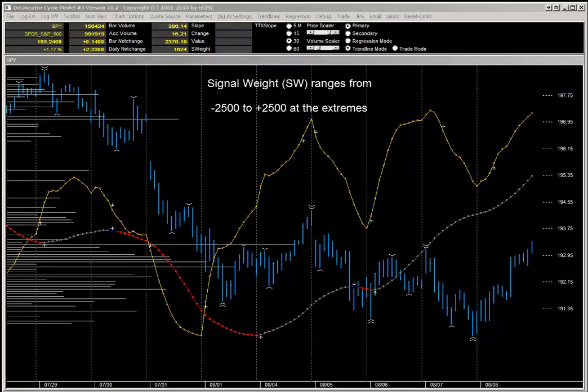Signal weight ranges from a negative to a positive level, from about minus 2,500 to plus 2,500. When it's between minus 500 to plus 500, it's considered weak. When it's between 500 to plus minus 750, it's considered moderate. When it's above plus 800 to about plus 1200, or minus 800 to minus 1200, it's considered strong. Above plus or minus 1200, it's very strong. And when it's above plus 800 or plus 2000, it's extremely strong.